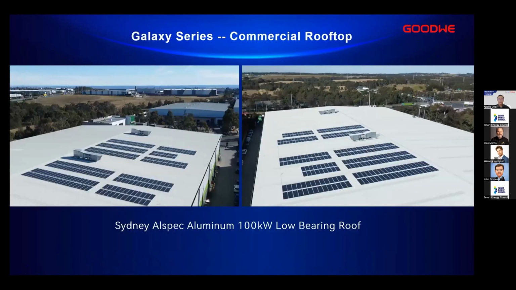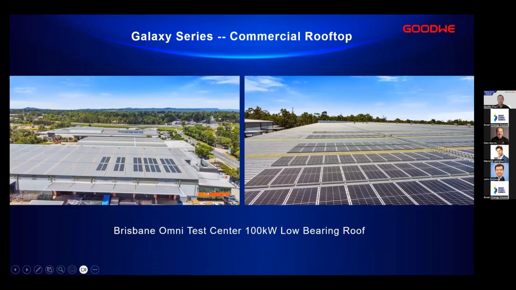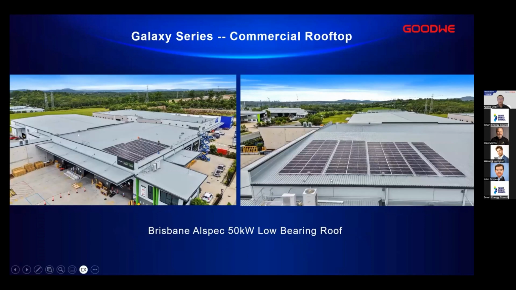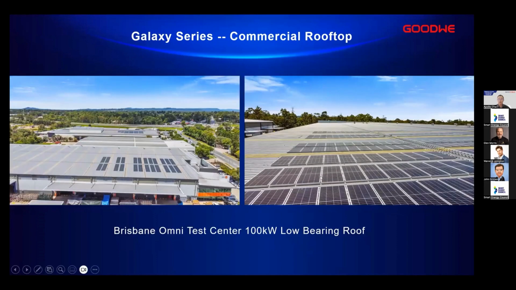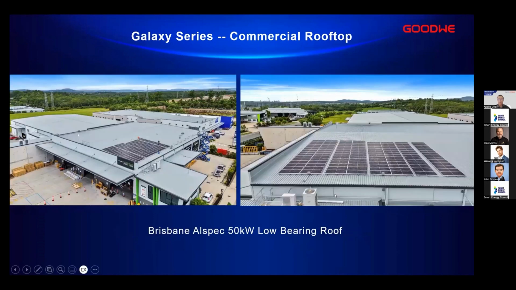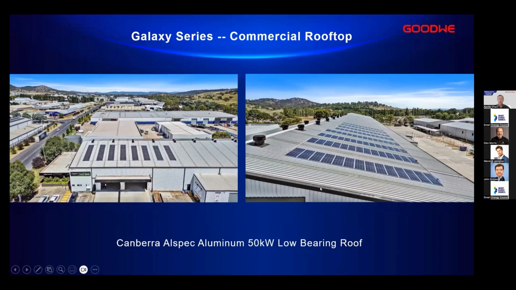Of course, commercial application is also widely applied for our products. This is a Sydney L-spec aluminum 100 kilowatt system where the rooftop is structurally poor. There are some other samples in Brisbane. As you can see, all of them use a clamp because it's a clip lock roof, and this one is just glued straight on the ribs of the roof. In Canberra. So that's a pretty wide application for this kind of lightweight panel.